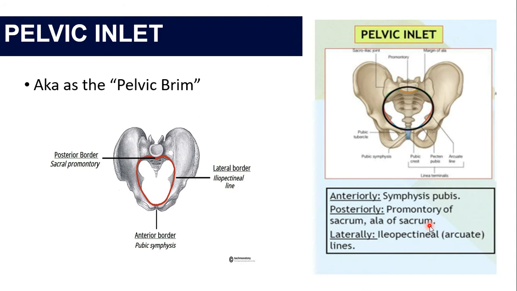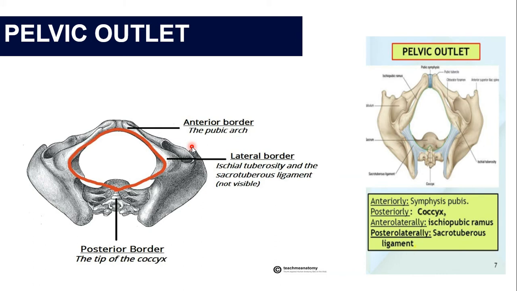So the pelvic brim or the pelvic inlet has its posterior boundary, which is the sacral promontory. Their lateral border is the iliopectineal line here, and the anterior border is the pubic symphysis. Okay, so this is your pelvic inlet. Now, next is your pelvic outlet.